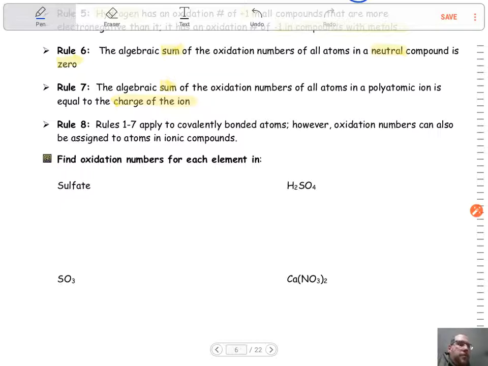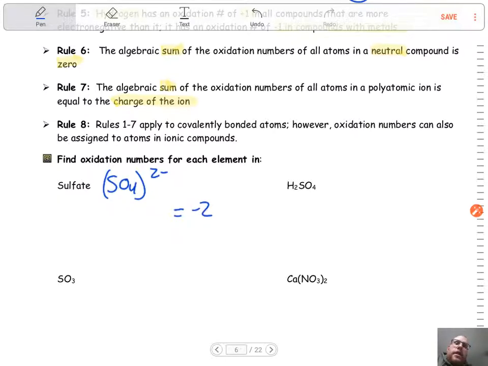So sulfate, you should be able to know what it is by now. Sulfate is a polyatomic, so it's going to be SO4 2-. The first thing that should jump out to you guys is, what is my overall charge going to be? When I add all the oxidation numbers together, what does it have to be? It's got to be equal to -2 because that's the charge we have. So I'm going to set this up as a math problem.